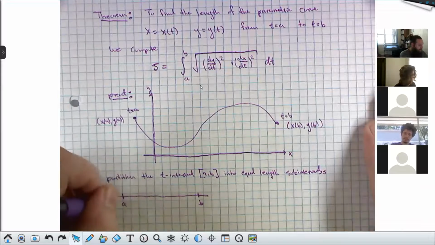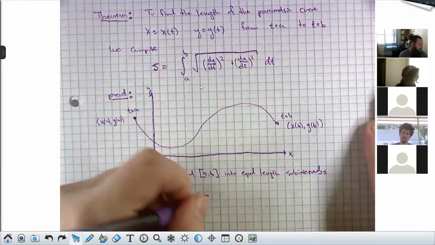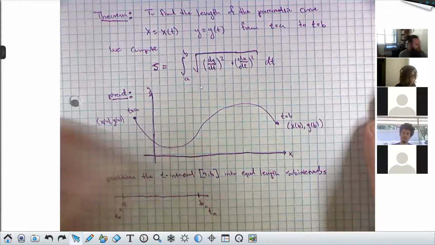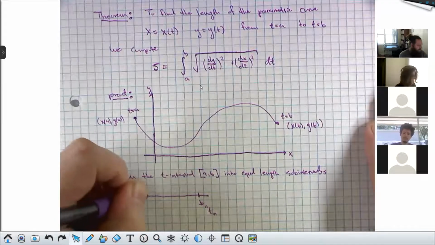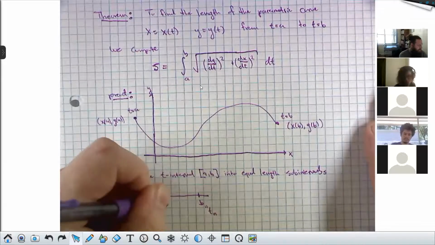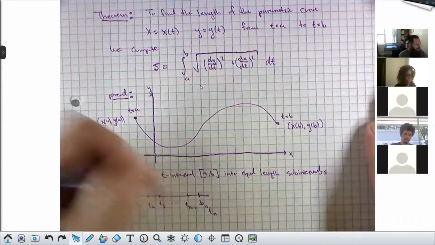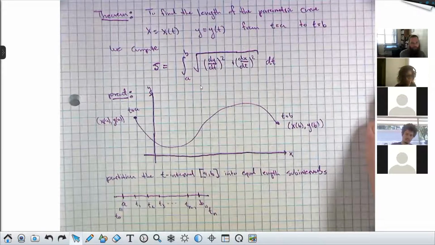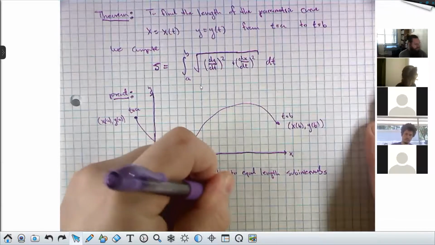I'm going to chop this up. I'll call A T0. I'll call B Tn. And then we'd have T1, T2, T3, all the way out until we get to Tn minus 1 and then Tn. So this is my time interval.